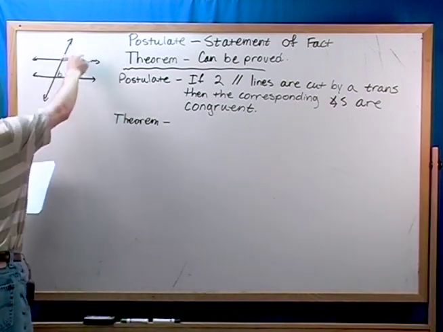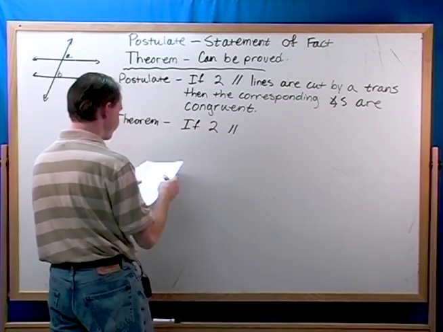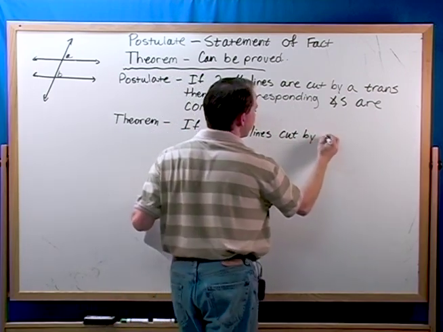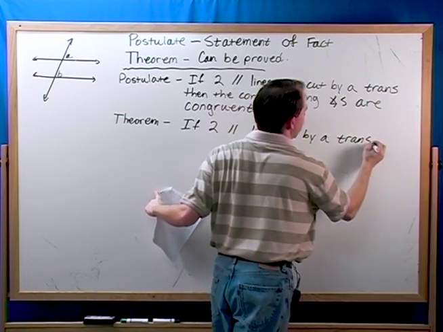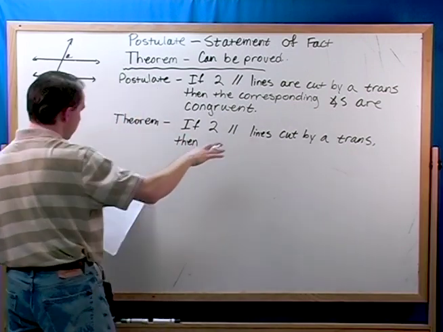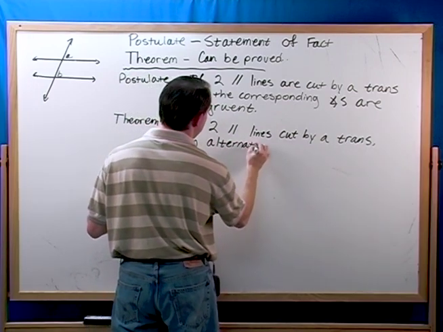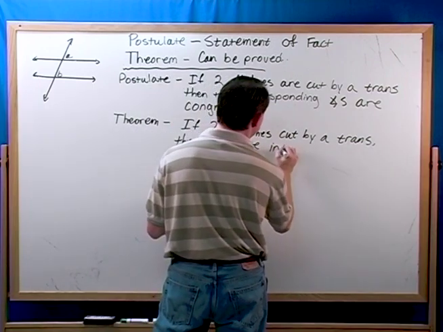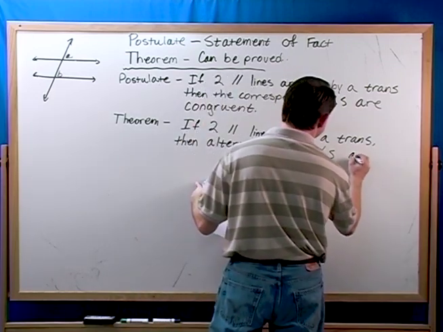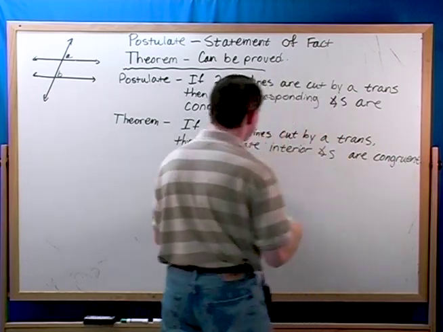And we're going to deal with this drawing here, okay? If two parallel lines are cut by a transversal, okay, then, this is the then part, this is what you're looking for, whatever follows must be true. Then, alternate interior angles are congruent, which just means they're equal, okay?